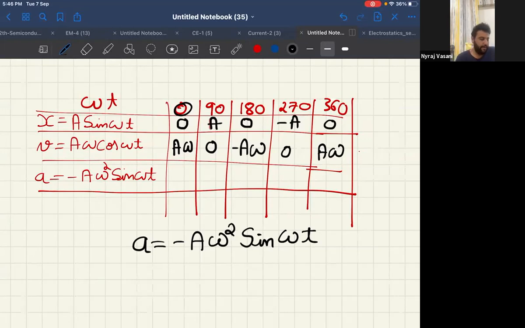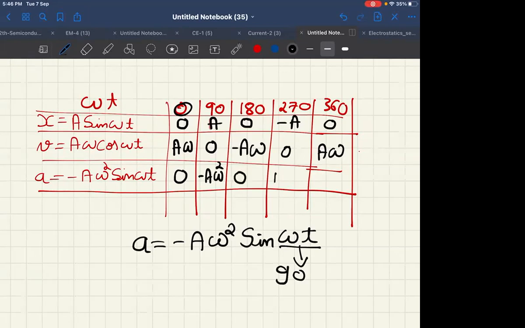Okay, now I will also fill it for you. If I put omega t equal to 0, my entire value will be 0. And if I put omega t equal to 90, can I say my answer will be minus a omega square? Correct? Continue the sequence. What will happen? 0, minus a omega square, 0, a omega square, 0.